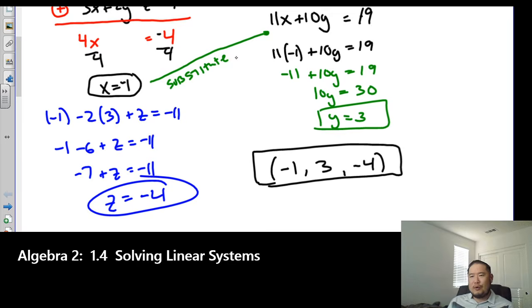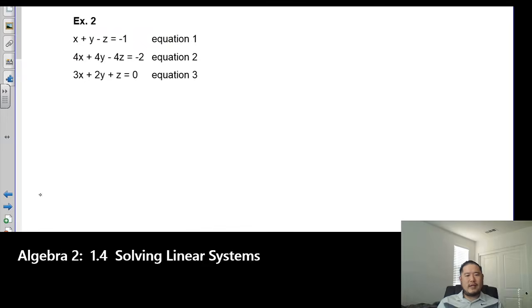I know, it's a lot of work. This one is probably the most challenging as far as mathematically in this section right here. Okay, so there's example 1. Let's take a look at example 2.